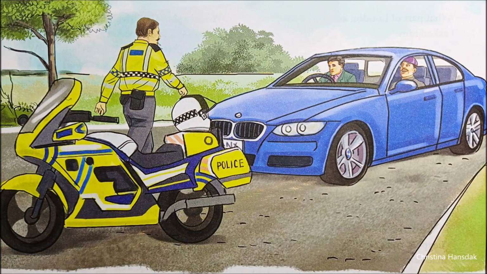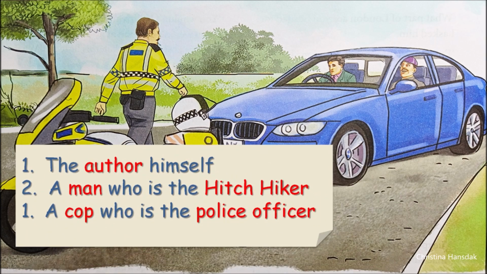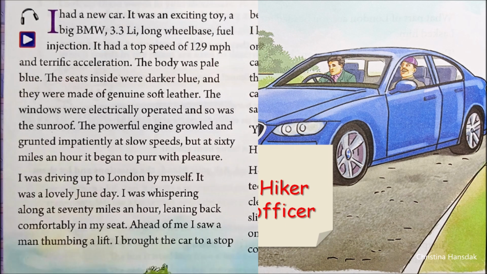Now, let's shift to the characters. In this story, we have three characters. First is the author himself. Second is a man who is the hitchhiker. And third is a cop, who is a police officer. So, let's start the story.